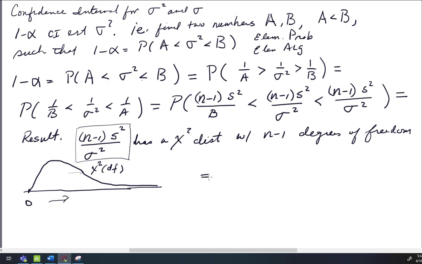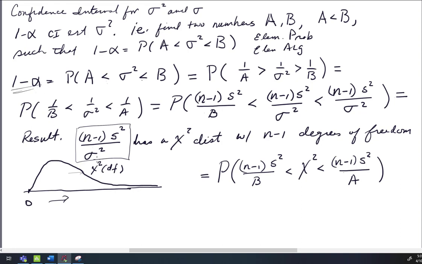Okay, now since I know this is chi-square, let me pick up right here and say that that expression is equal to the probability that (n minus 1) s squared over b is less than a chi-square random variable with the appropriate degrees of freedom, n minus 1, s squared over a. Which means that from this chi-square distribution, we want to chunk out a piece in the middle, left boundary, right boundary, so that the area between the left boundary and the right boundary is 1 minus alpha.